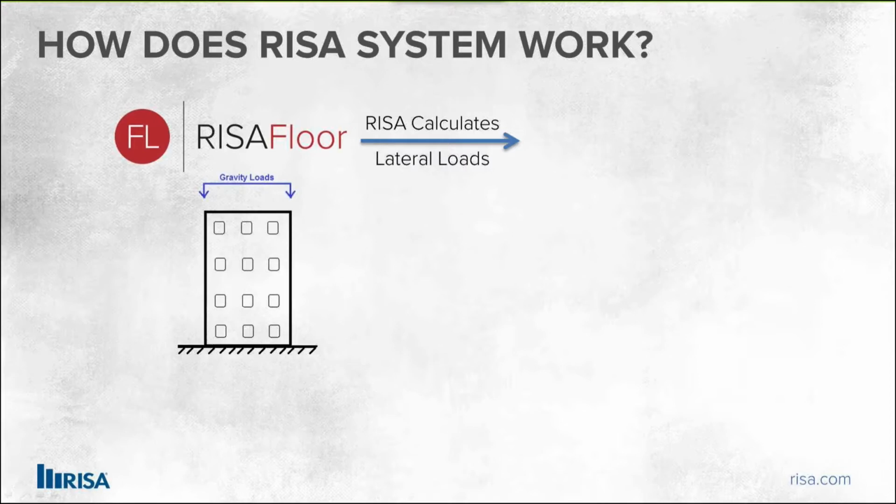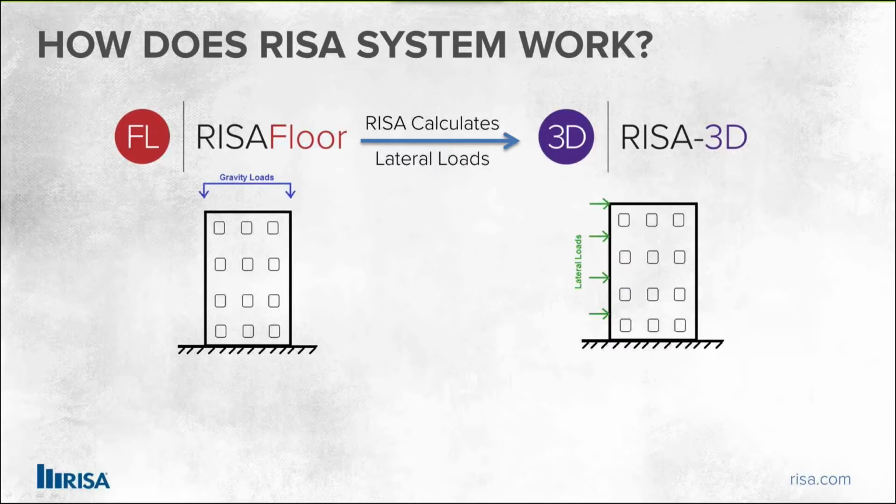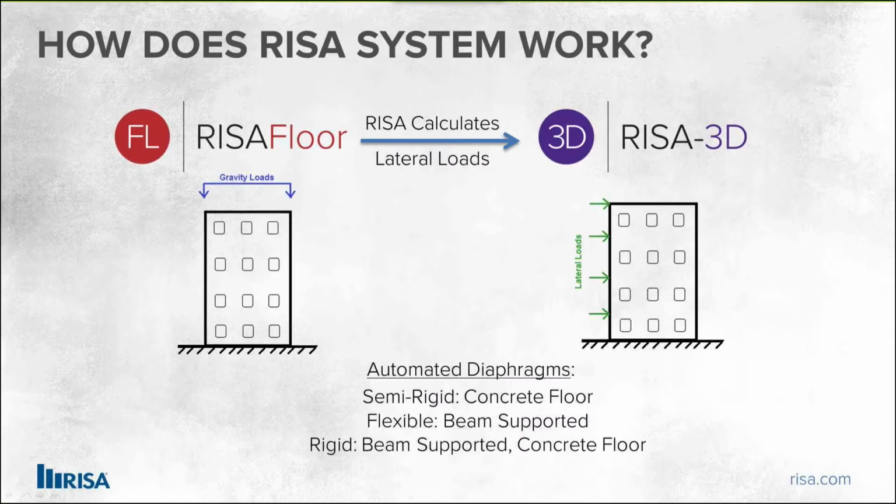There's an automatic load generation for you. We'll go into that shortly, but you can enter the parameters and you'll get the calculations of those lateral loads. Then you'll jump into RISA-3D, and RISA-3D will apply those lateral loads to your structure. There are varying levels of automation for different types of structures. So for a semi-rigid diaphragm, you can automate the concrete floor level.